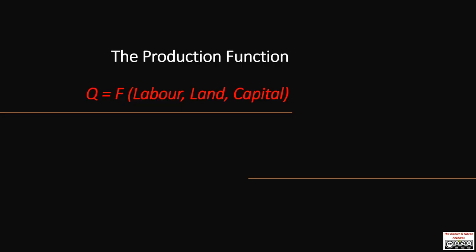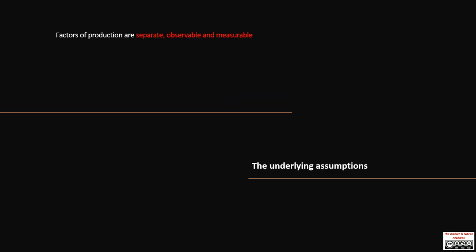The basic tool of this theory is the so-called production function, where output Q is a mathematical function of the various inputs, namely labor, land, and capital. The theory is based on several assumptions. First, the factors of production are distinct, observable, and most importantly, measurable. Second, the production function gives us a clear mathematical blueprint. If you know the quantities of the inputs, you know the quantity of the output.